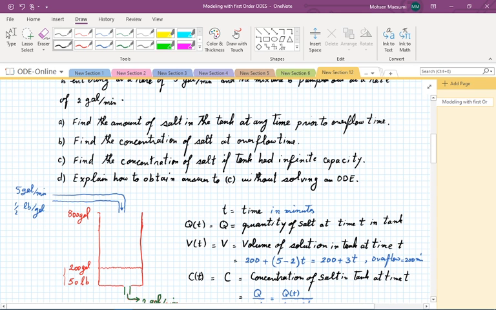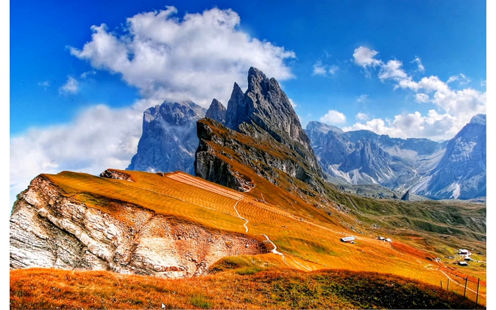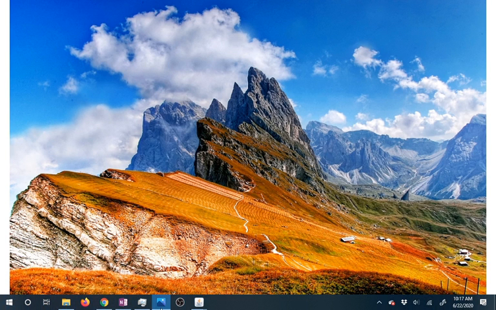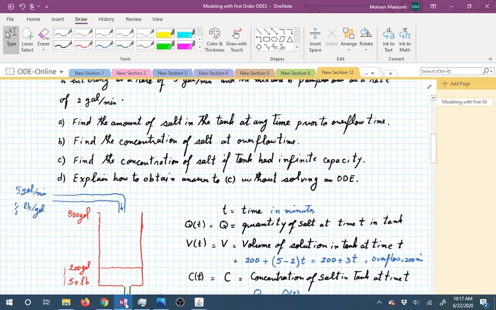Again, let me see. What do you think we should do to find this? The concentration if the tank had infinite capacity. Think about it. Two approaches: one is mathematical and the other one is just direct intuition. First is mathematical. I want to figure out what will happen if the tank had infinite capacity. What should we do? Pause for a few seconds, maybe a couple of minutes, and see if you can get the answer by yourself.